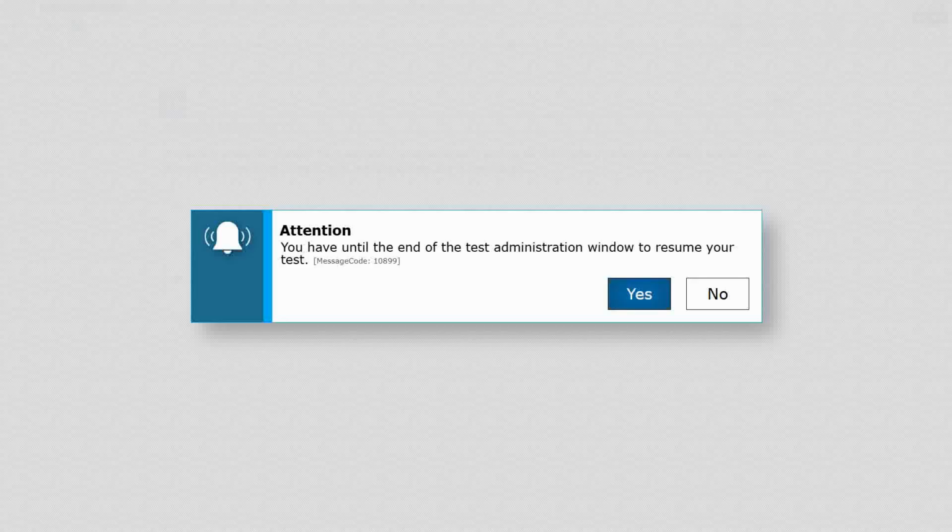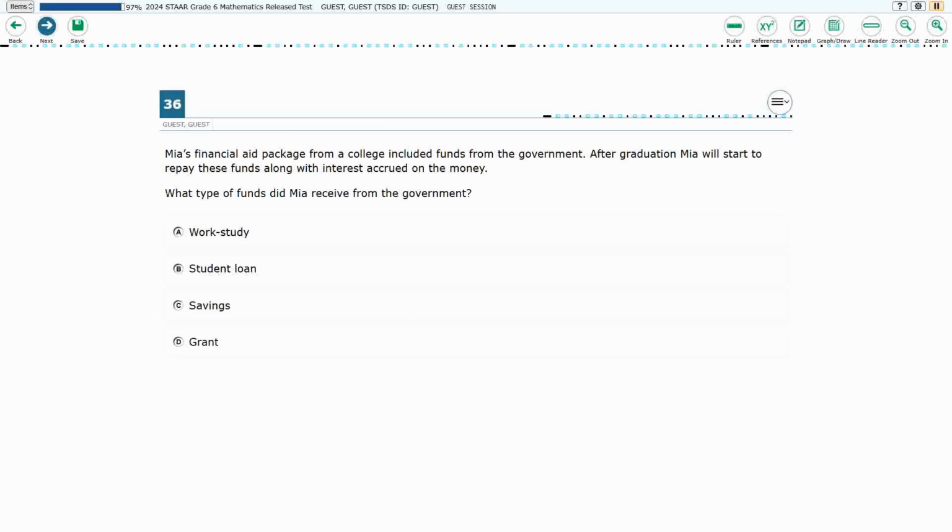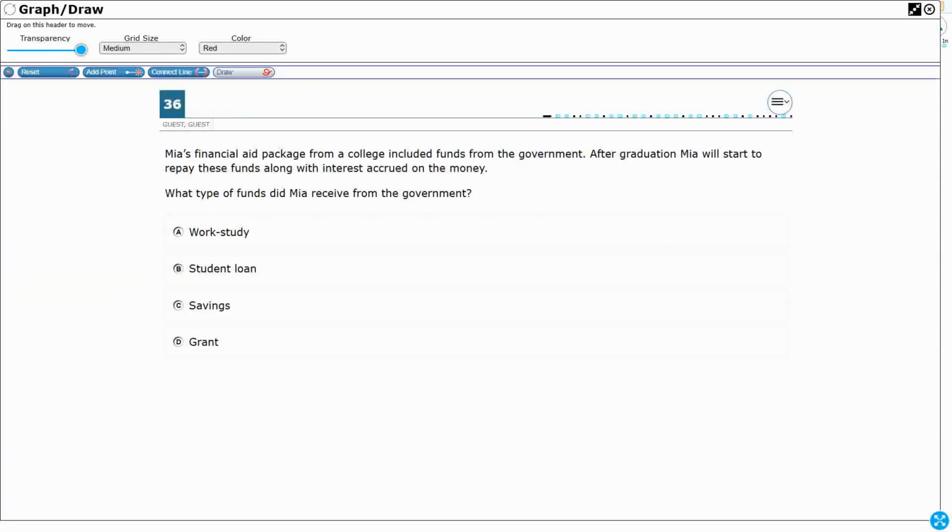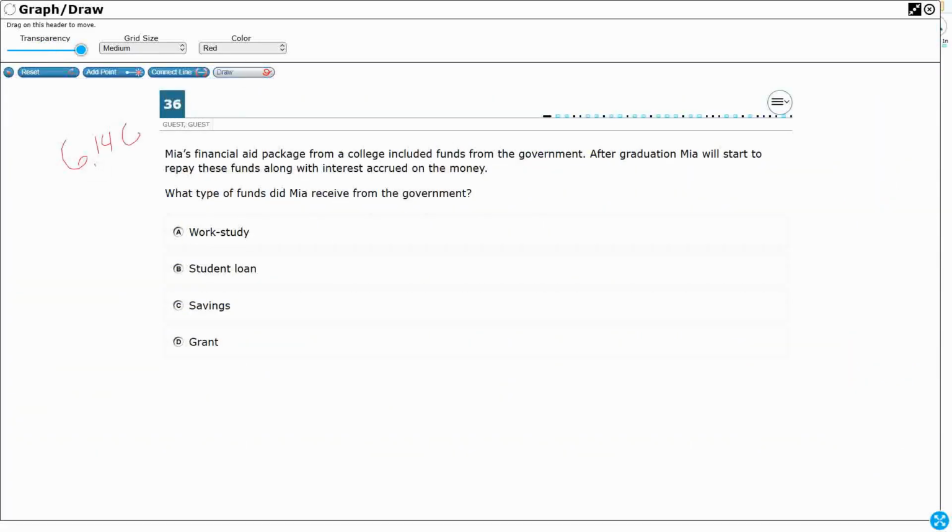So for our last item, number 36, we are paying for college, 6.14G. And it is personal financial literacy, so not much calculation, just recognizing contextual clues. So we got Mia's financial aid package from college included funds from the government. After graduation, Mia will start to repay these funds along with interest. Okay, so what types of financial aid do you have to repay? You do not have to repay work study because you get paid for working and that money goes towards your school. You do have to repay a student loan with interest because it's not free money.